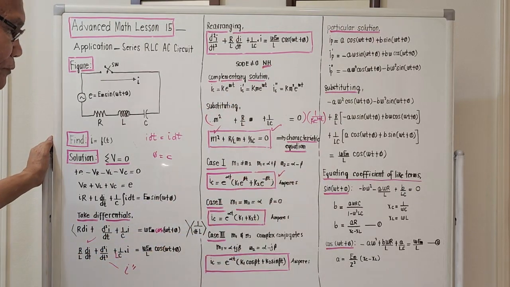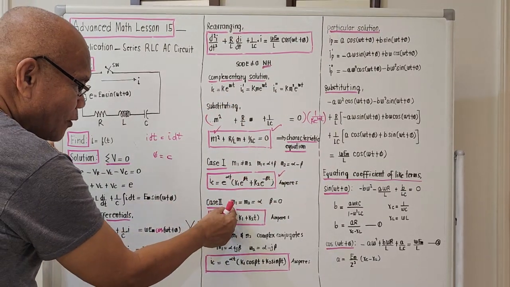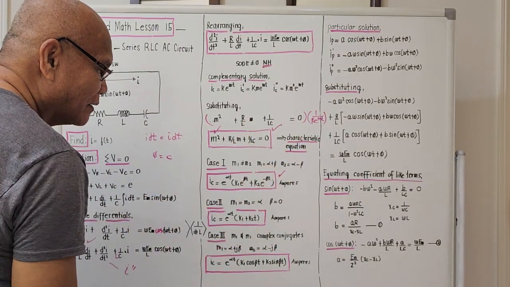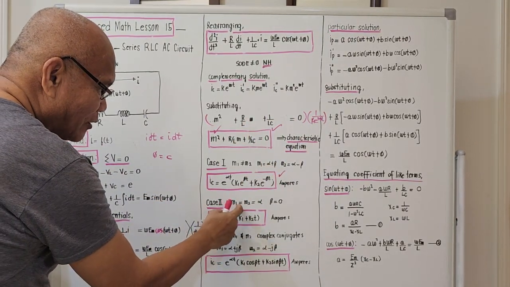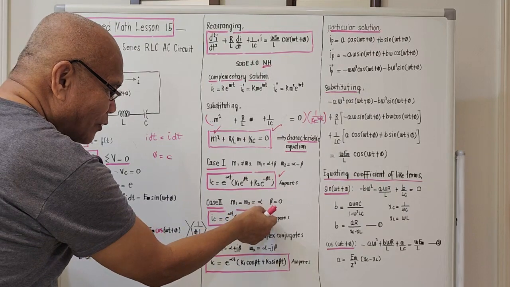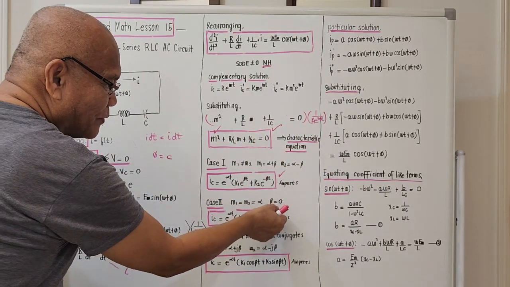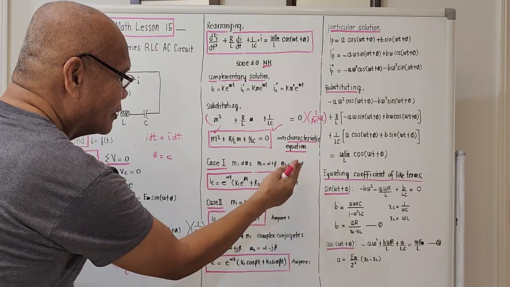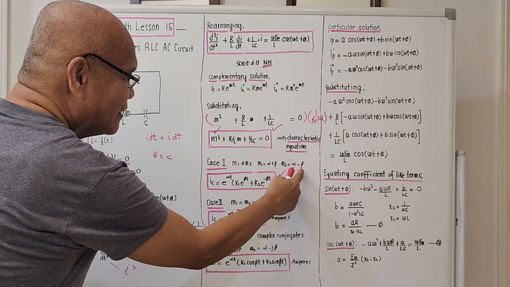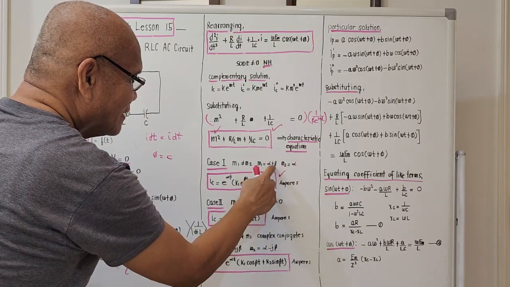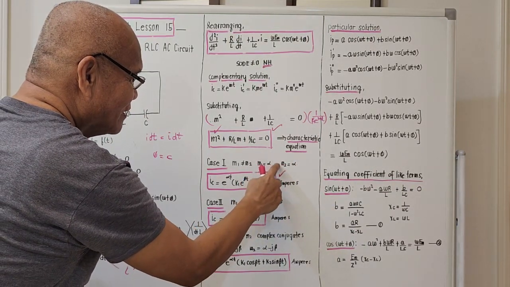For case number 2, if m1 is equal to m2 and they are real, m1 should be equal to m2 and they should be equal to alpha. For them to be equal, the second part should be equal to 0. This one, this one. Because if the second part will be 0, this will vanish, and this will vanish, right?